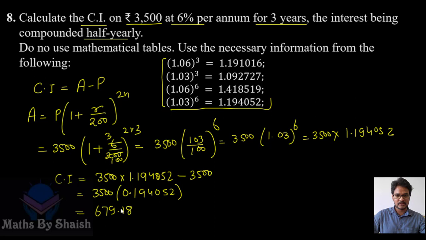If we calculate, we get our answer, and this value is 679.182, that is 679.18. That's the compound interest, and that is what they have asked. So I hope it is clear. Let's discuss the next one.